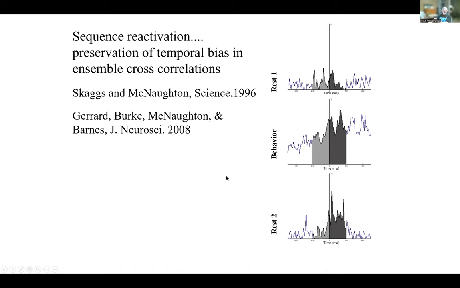So that's evidence for the retrieval of sequential patterns in the hippocampus during slow wave sleep. There are much more sophisticated tools for looking at this today. This paper goes back a long way, and people have come a long way since this.